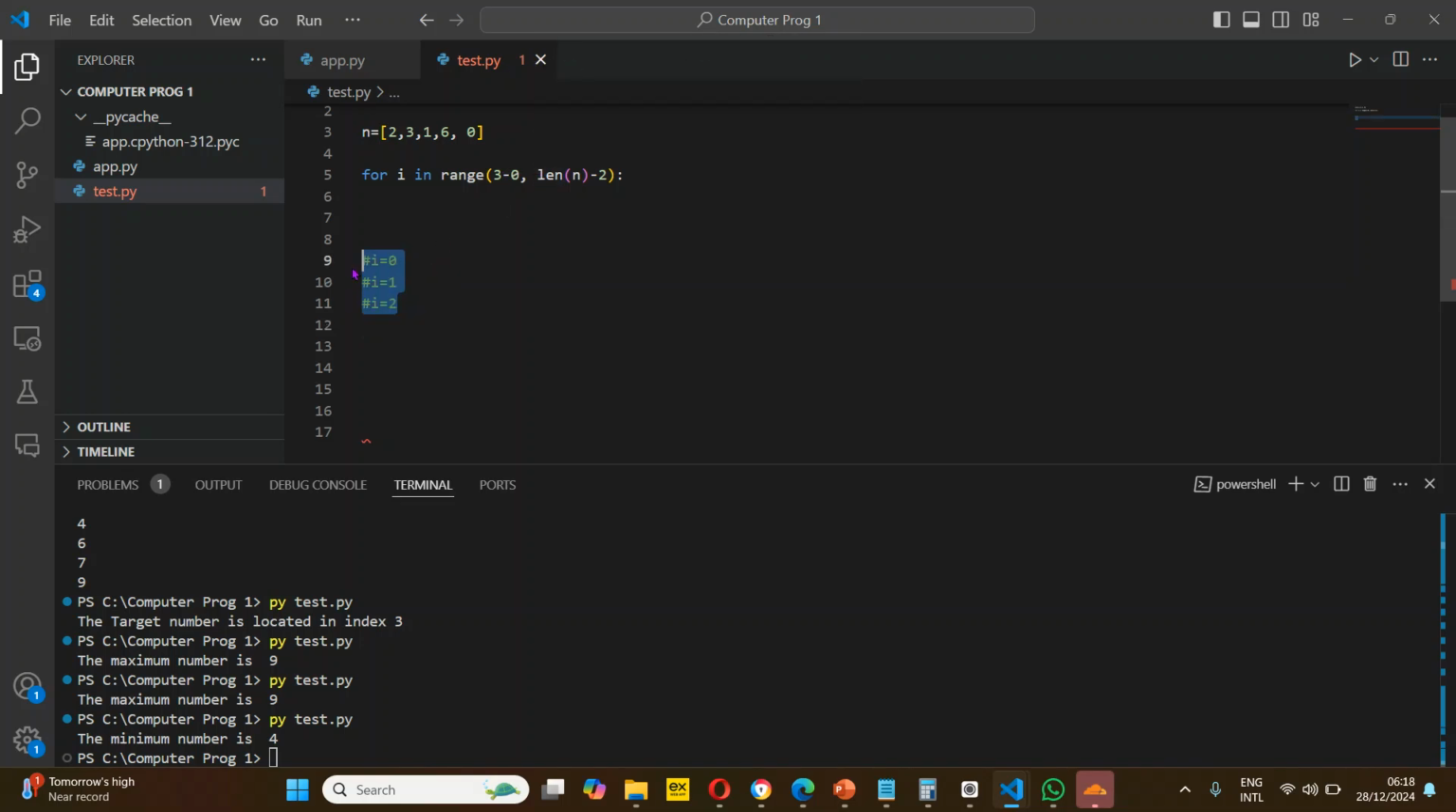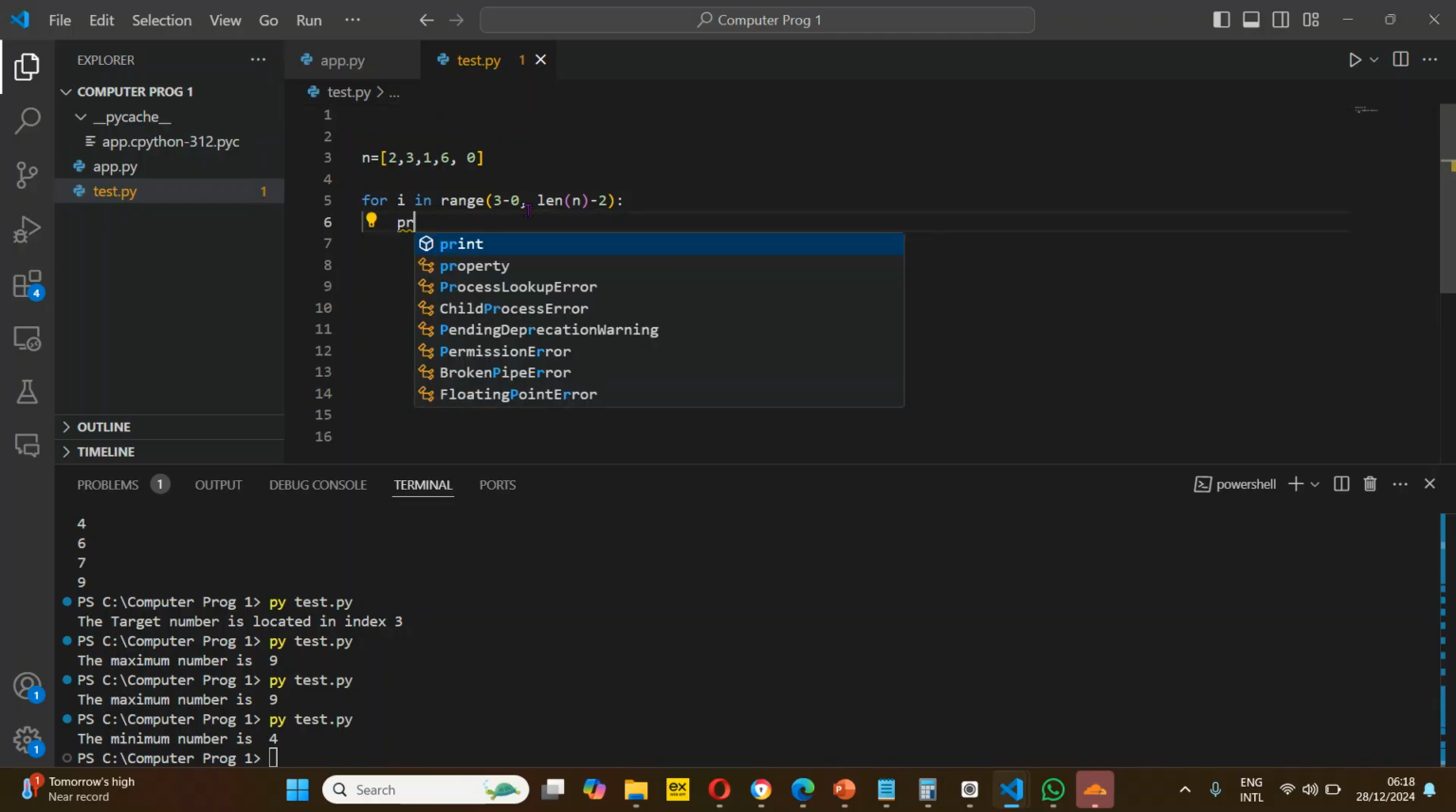So it means that nothing will happen, no iteration will be performed here, because we are saying that the length minus 2 and we have done that. So no iteration will be performed here. Let's find out if any iteration will be performed here.